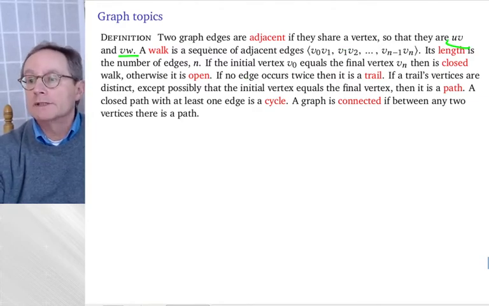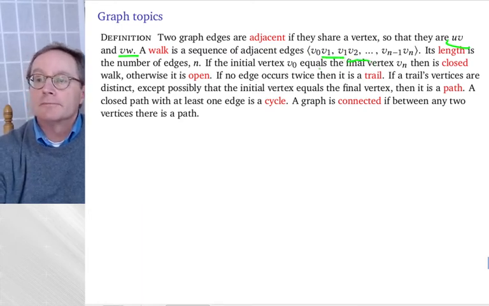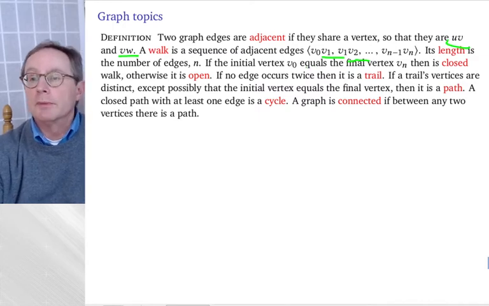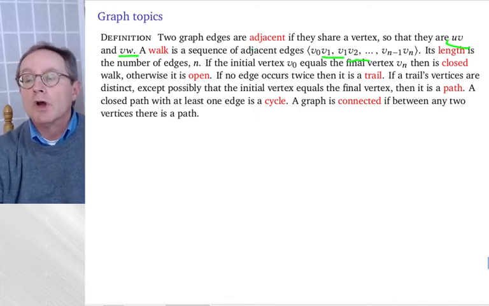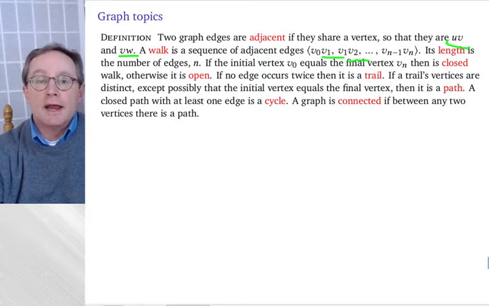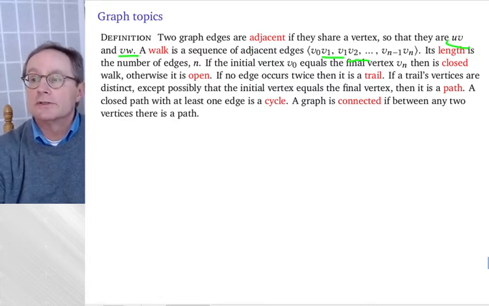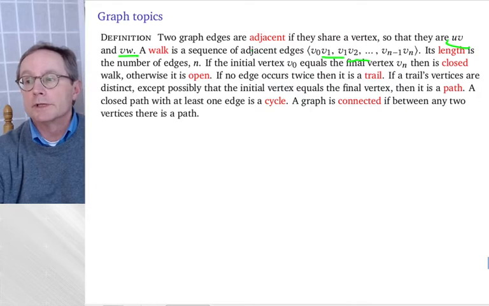A walk is a sequence of adjacent edges, so V0 V1, V1 V2, etc. You see that the first two share the V1, the second two share the V2, and so on. The length is simply the number of edges. If the initial vertex V0 equals the final vertex, then you might say it's a closed walk, otherwise it's an open walk. If no edge occurs twice, then it's a trail. Some of these words are more obscure than others.